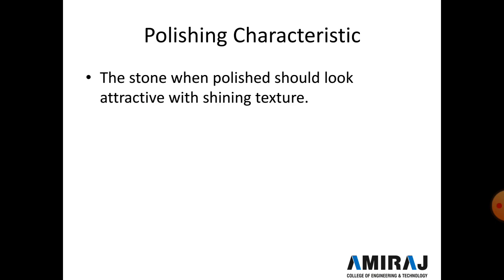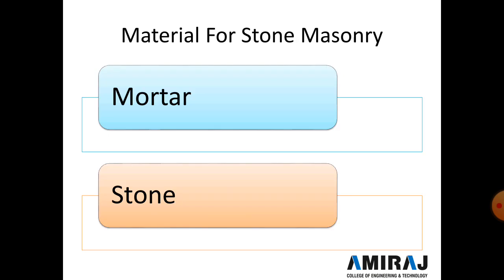Next is polishing characteristic. A well polished stone should look attractive with a shining texture. After completion of the work, we polish the stone for the shining purpose. So generally polish is required for an attractive look. Now next, in stone masonry, some material is required for bonding all the stones with each other, so that your work is as strong as possible. So here two types of material are used for stone masonry.